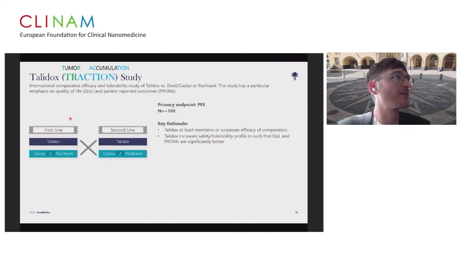And there is a second study called Traction, where we'll go in efficacy and safety against the standard of care, which is in most cases paclitaxel, but also Calyx. And there is a crossover to second line for all the patients. So the rationale is that Talidox can maintain or even surpass efficacy of comparators, and that the tolerability and safety profile is better, such that the quality of life and the patient-reported outcome measures are significantly better.